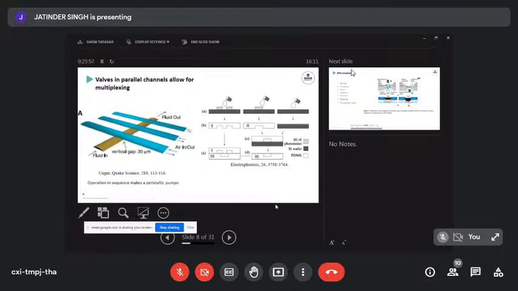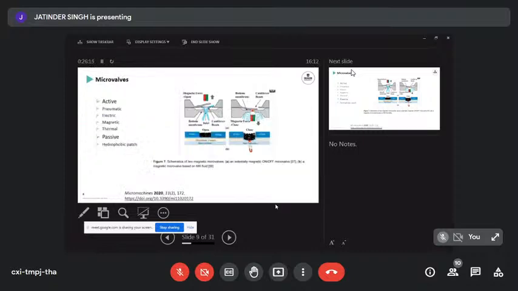Some people realize that the Quake valve has a problem: it's a normally open valve that only gets closed when activated. You can also do it the other way around, so that it becomes a normally closed valve that only opens when activated, and that becomes important if you want to save some energy. So there's a whole range of different active valves that you could think of.